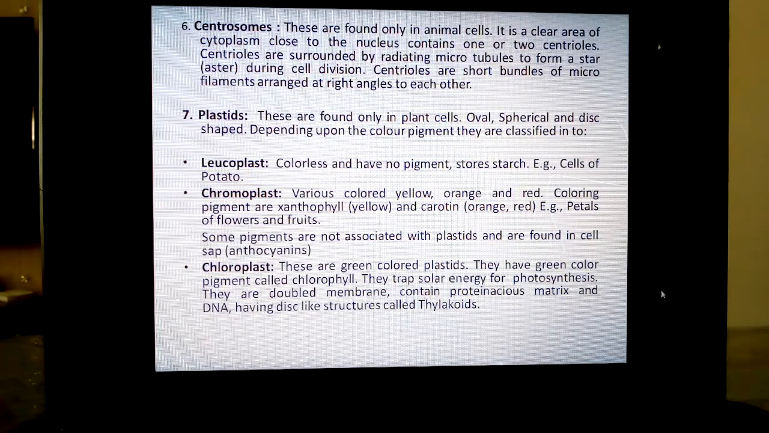They are double membrane bound, contain a proteinaceous matrix and have DNA, having disc-like structures called thylakoids. These thylakoids are, you know, children, one above the other like solar panels. In a solar heater, solar panels you have learnt now, or in the solar geysers you would have seen on top, solar panels will be there, disc-like. They are called thylakoids. These contain pigments called chlorophyll. Their main function is photosynthesis.